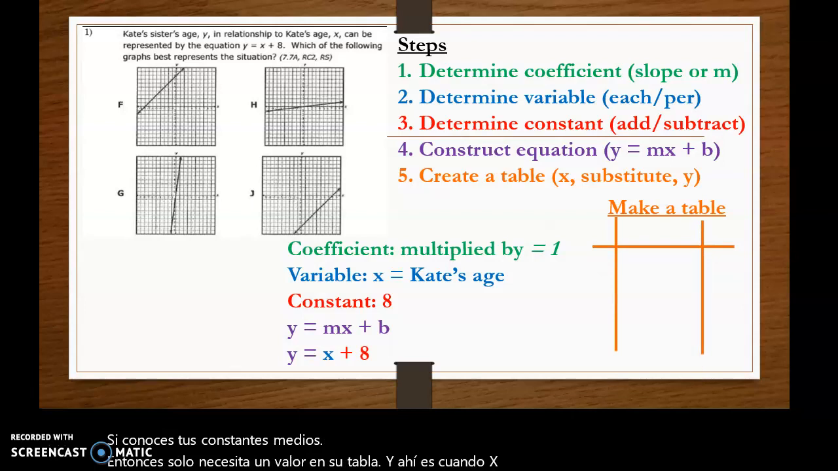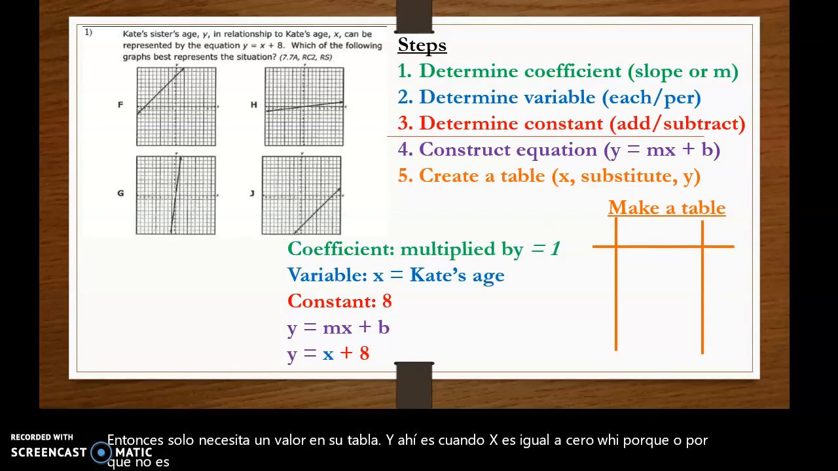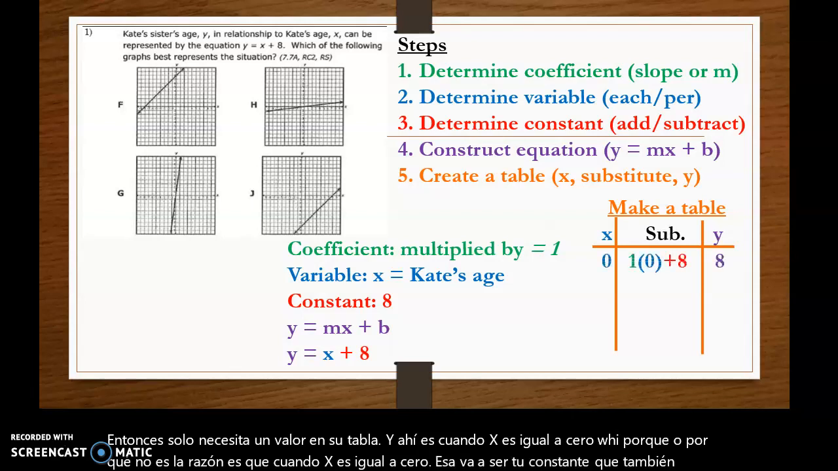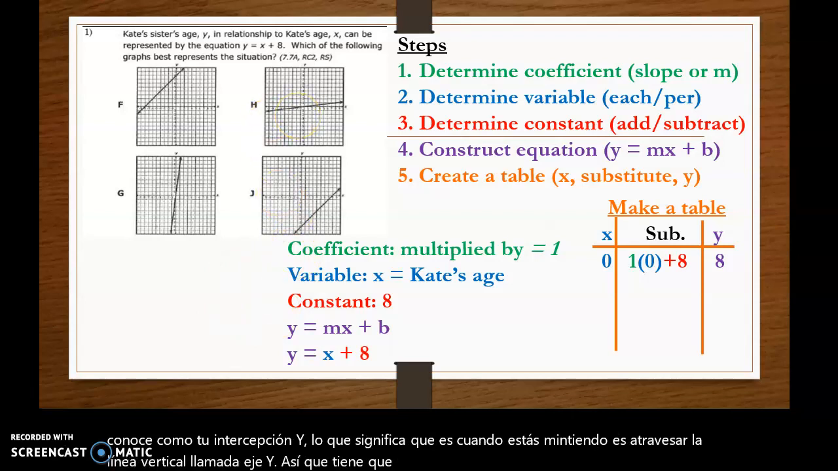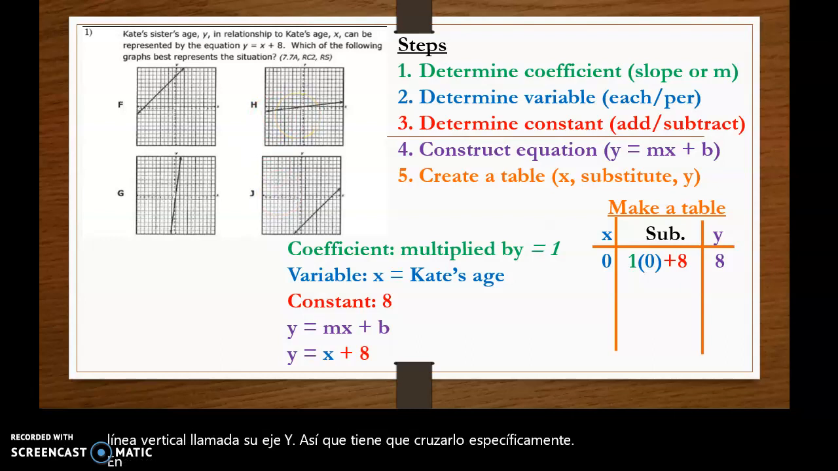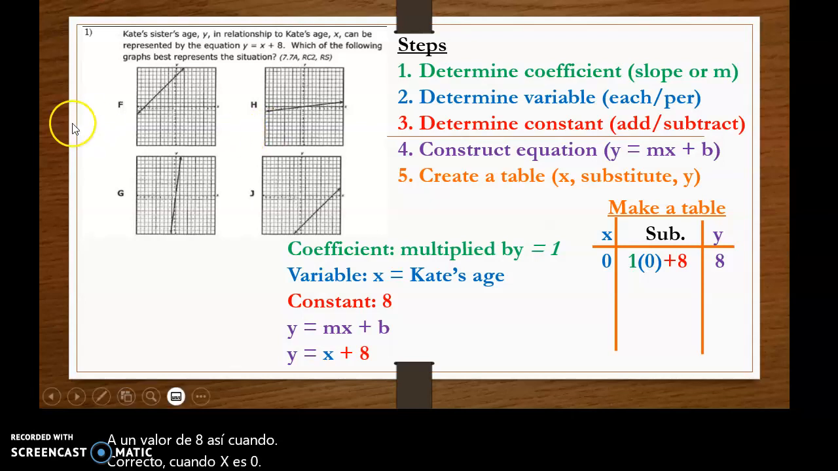Why? The reason is that when x equals 0, that's going to be your constant. That is also known as your y-intercept, meaning that's when your line is going to cross the vertical line called your y-axis. So it has to cross it specifically at the value of 8. So when x is 0, the y value has to be positive 8.